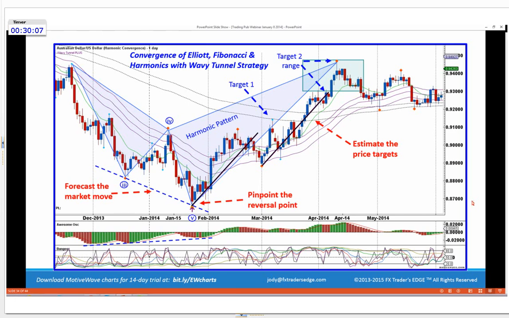So that's why we need a good strategy, and that's why we've added harmonics into the mix, harmonics and Fibonacci, because adding harmonics really helps us in pinpointing the ends of moves when we combine it with Elliott.